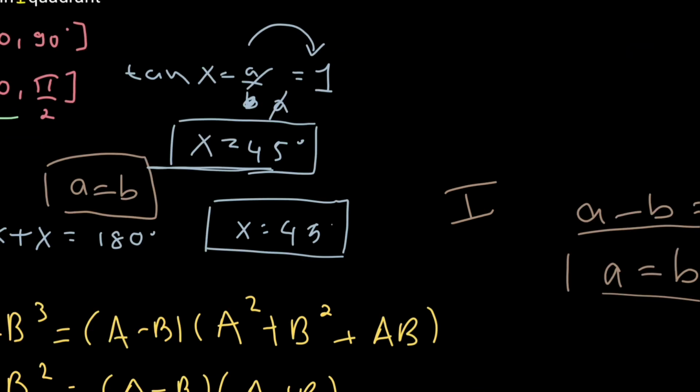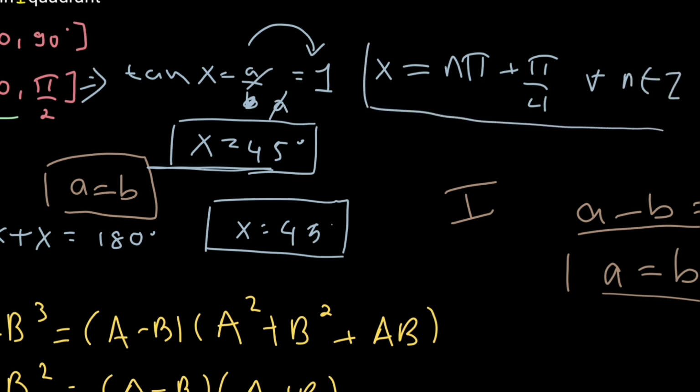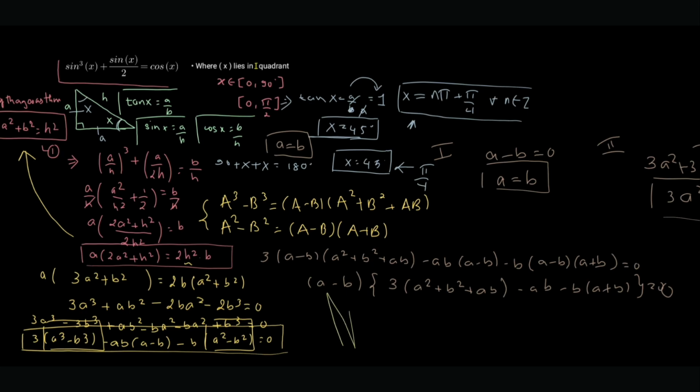And what if the first quadrant was not there, meaning we just find the value for x? In that case, this method of triangle summation of angles would not work. We have to go with trigonometric comparison only, because the trigonometric functions are periodic, and in that case we will get the value for x as n pi plus 45 degree. Let me write it in radians only: n pi plus pi by 4, where n is any integer. So in general the value for x would be this, and in our question the value for x is 45 degree, or we can say pi by 4. So this was my way to solve this particular question.